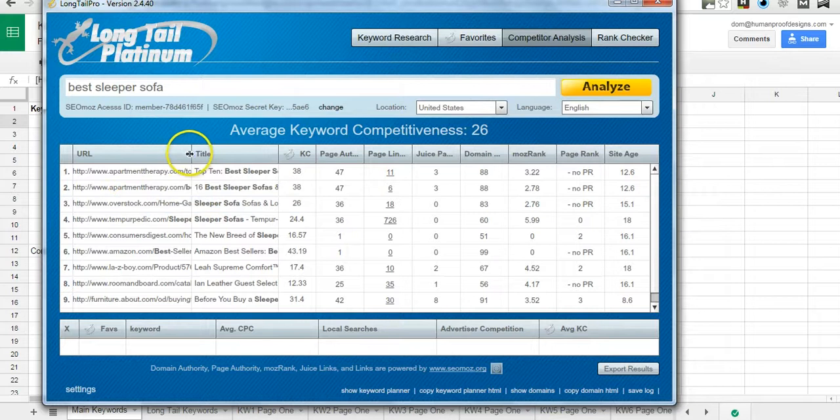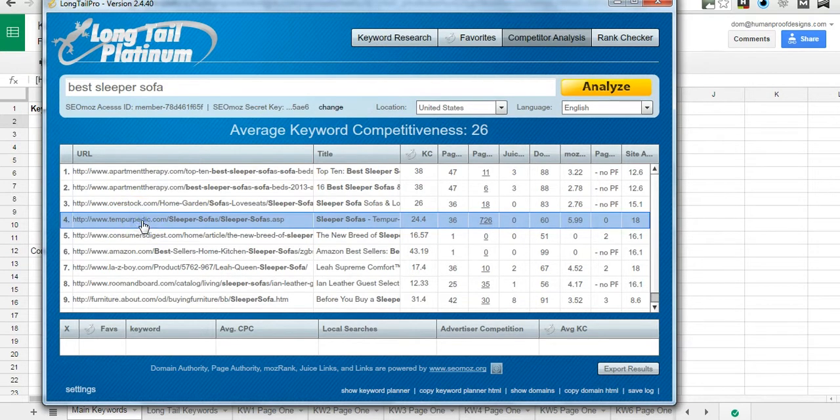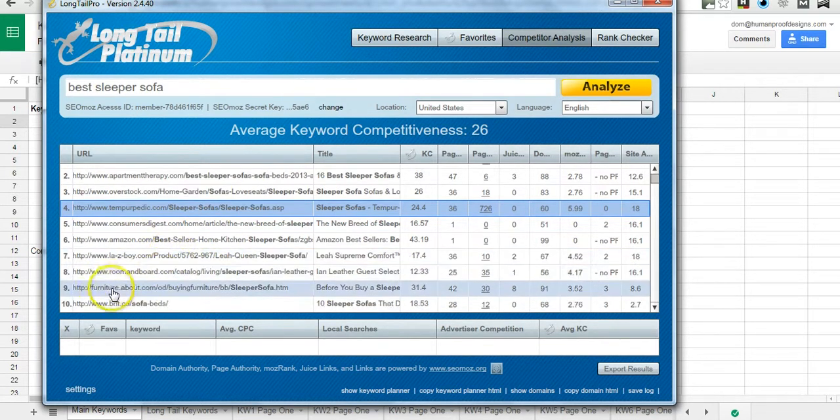Overstock is an e-commerce site, so they actually sell sofas. This one, I don't know, so let's click on it and have a look. Consumer's Digest is an authority site, but again, the KC difficulty is not very high. In fact, this is one of the weaker pages in the listing. Amazon, okay. La-Z-Boy, that's obviously a brand of sofas. Room and Board, this is an e-commerce site because it has a catalogue. And then this is just about.com, and about.com and WikiHow and Yahoo Answers.